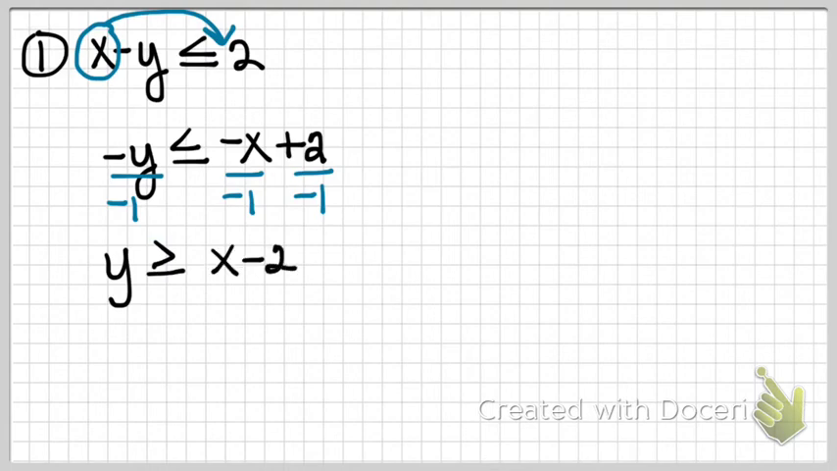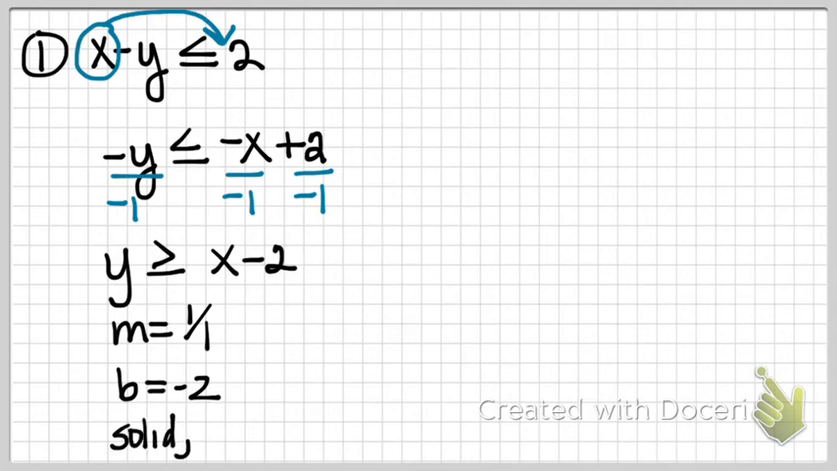So before I graph it, I like to write all my notes about it. I know my slope is 1 over 1. My y-intercept is at negative 2. Is this one going to be solid or dashed? Solid. And am I going to shade above or below? Above, because we have to flip it to a greater than. So again, if you don't have graph paper, use what you have.